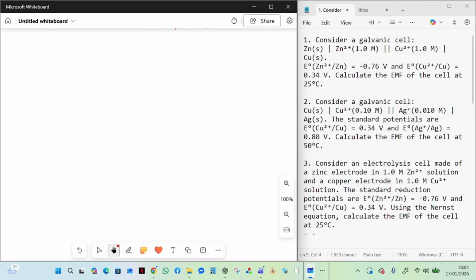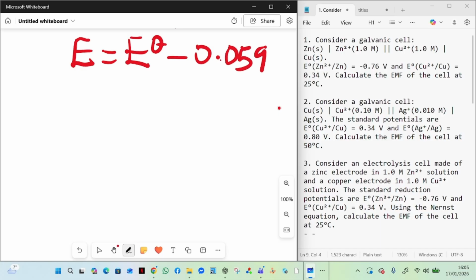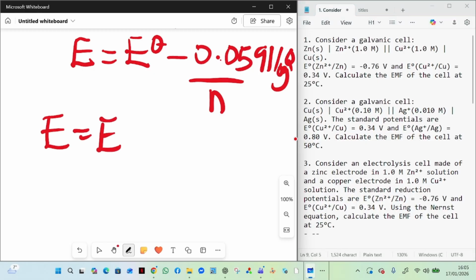For question 2, we see that even though we have two expressions of the equation, we cannot use the first one, E equals E naught minus 0.0591 log Q over n, because this particular reaction is at 50 degrees Celsius. We can't use this equation. So we'll use the other one, which is E equals E naught minus RT over nF ln Q.